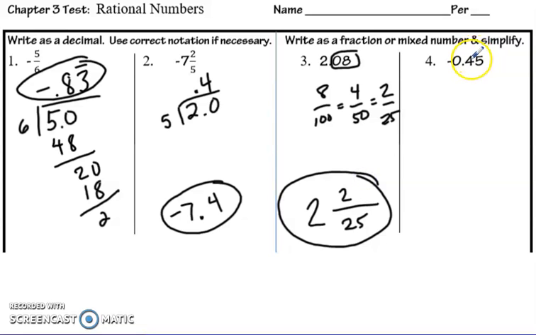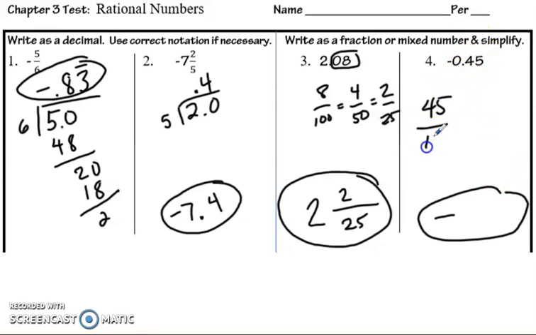Okay. Negative. I need some kind of fraction here. And that's 45/100ths. Okay, so I can reduce these by 5. Okay, 5 goes into 45 9 times, and 5 goes into 100 20 times.